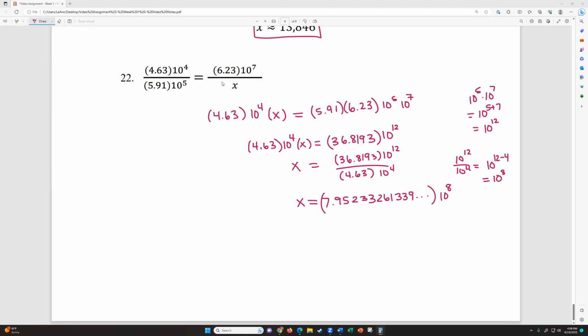So we need to move our decimal 8 places to the right. So 1, 2, 3, 4, 5, 6, 7, 8. So between that 1 and the 3, if we're rounding to the nearest whole, the 3 will not bump that 1 up. So that's 7, 9, 5, 2, 3, 3, 2, 6, 1. I'll rewrite that. It got a little squished.